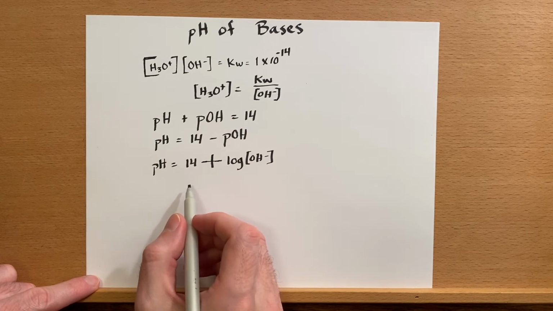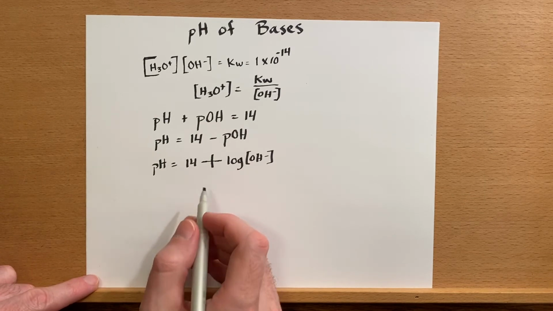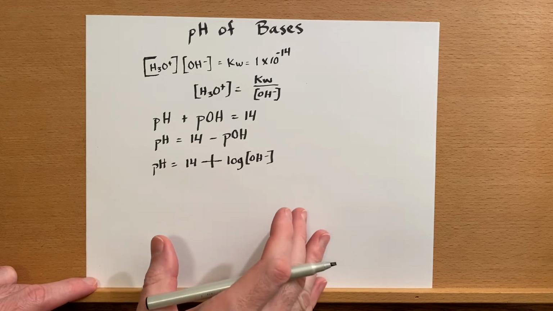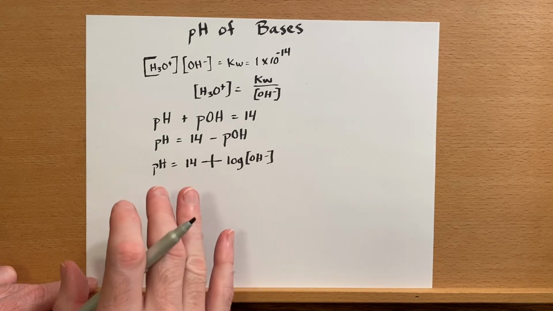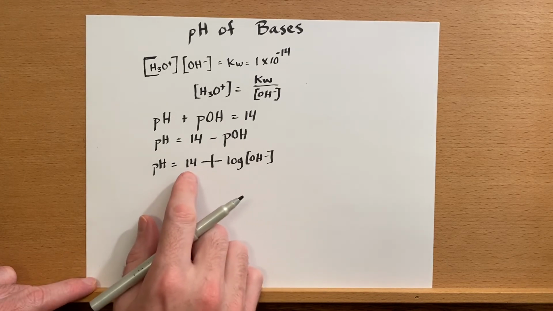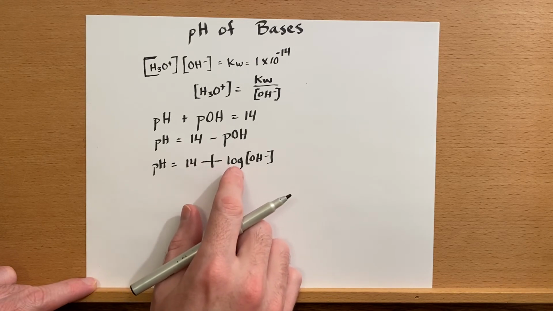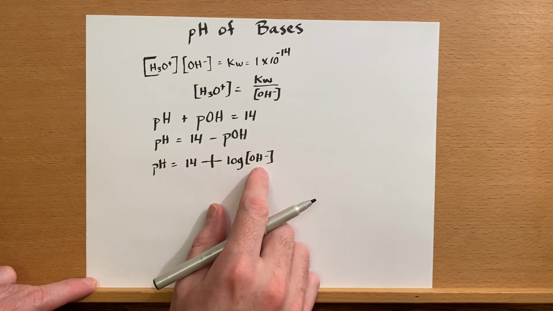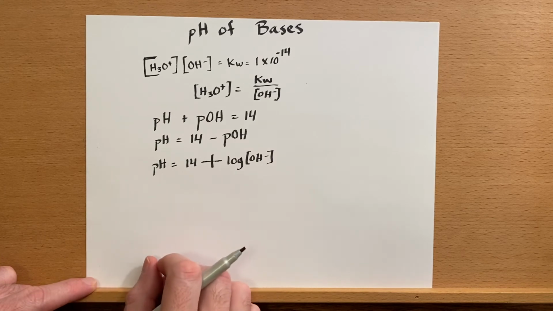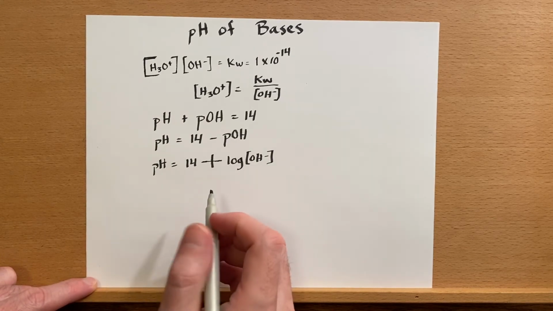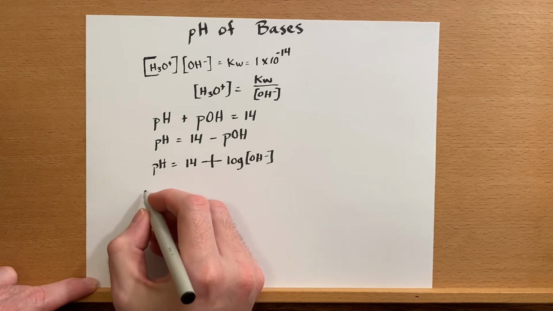So I think the fastest way to go from a hydroxide ion concentration to a pH is to put in 14 plus log of the hydroxide ion concentration. Then that will get you directly to pH. So let's do an example on this.